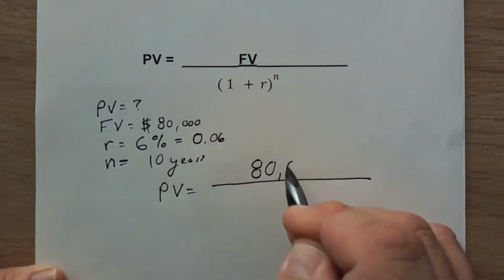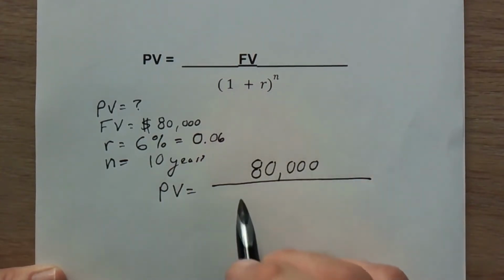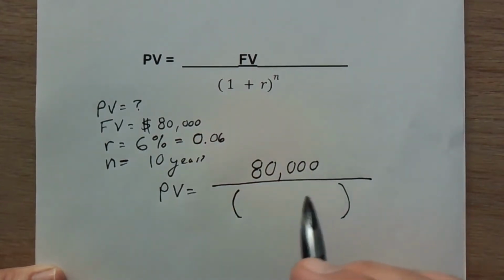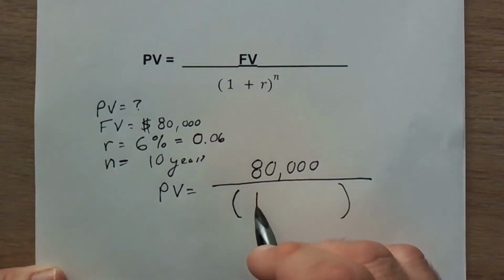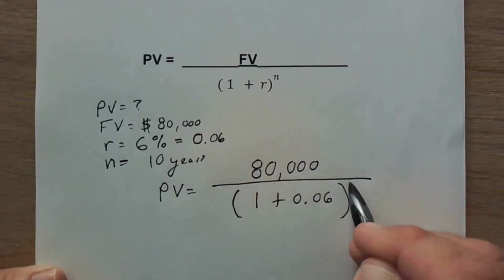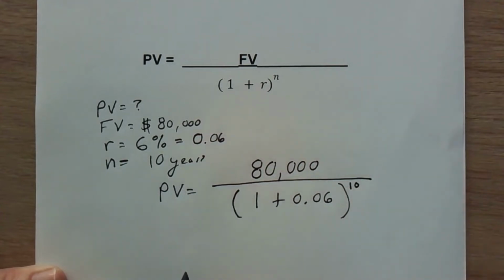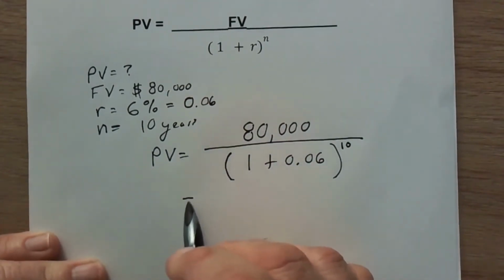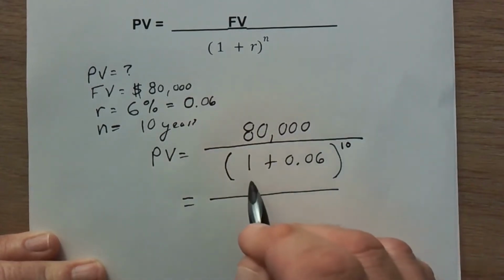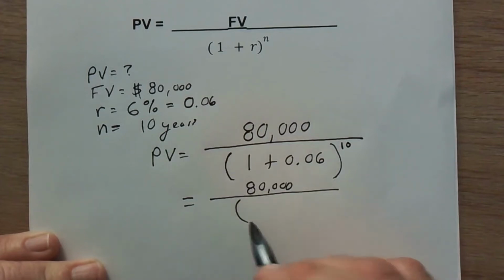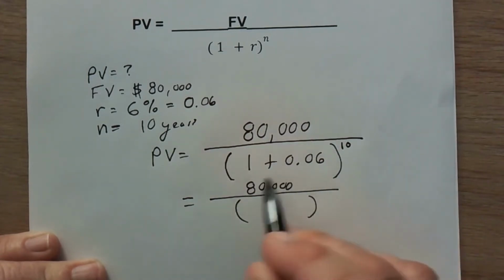So our future value is $80,000. On the bottom, I'm going to use parentheses, and our 1 plus 0.06 all raised to the 10th power. So now I've entered everything into the formula. Let's take it a next step and let's clean things up. I'm going to copy over the 80,000. And in the parentheses, I'm going to go ahead and do this addition first.